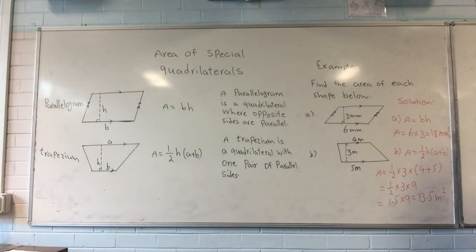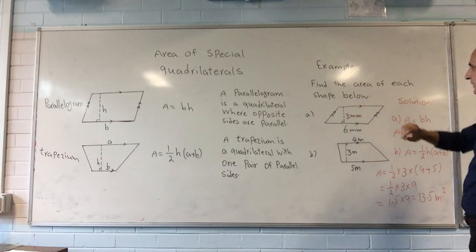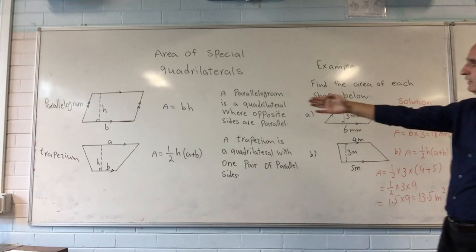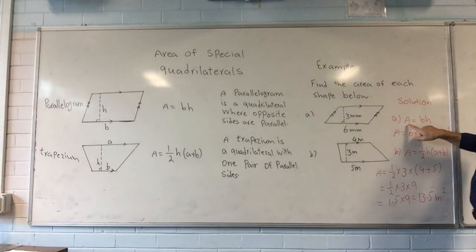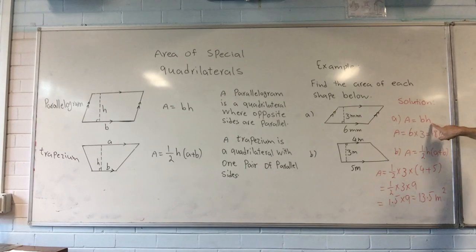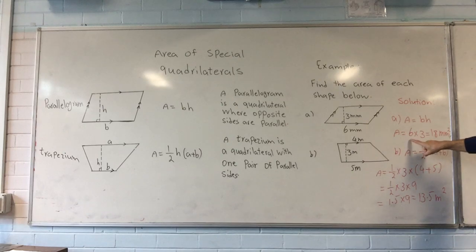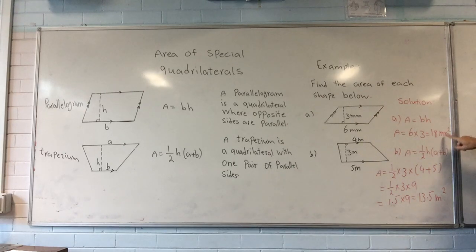Let's look at an example. They are asking us to find the area of each shape here. Here I've got a parallelogram, and the area of a parallelogram is just base times height. So I write the formula, base times height. Base is 6 and height is 3. Just multiply them together. 6 times 3 is 18. And because they are in millimeters, the area will be in square millimeters.